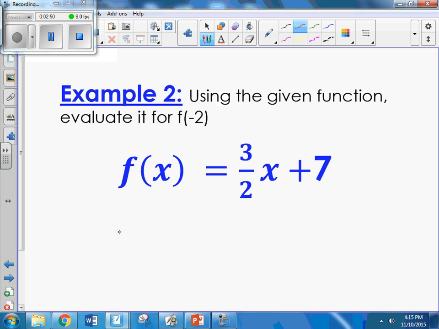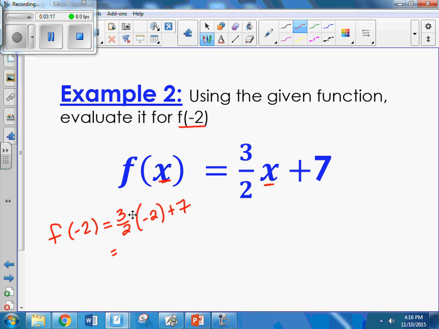Let's try one more. It's already in function notation, so I don't have to do anything. Again, they want me to use negative 2 for x. I can use anything, but this time they said to use negative 2. So if I'm going to evaluate this as f of negative 2, then I'm going to put negative 2 in for every x that I see in this function. So I would get 3 over 2 times x is negative 2 plus 7.